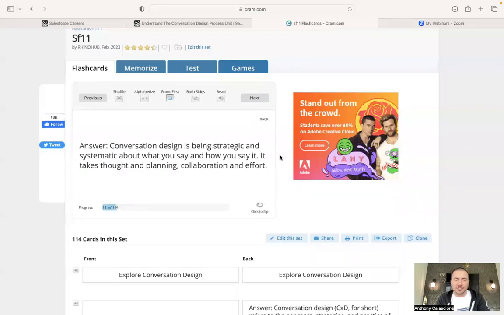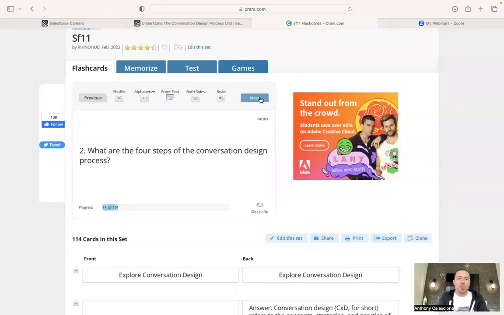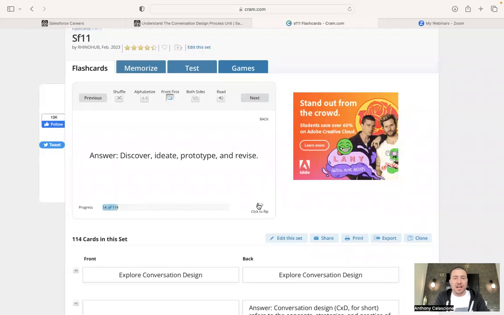What is conversation design? Conversation design is being strategic and systematic about what you say and how you say it. It takes thought and planning, collaboration, and effort. What are the 4 steps of the conversation design process? Discover, ideate, prototype, and revise.